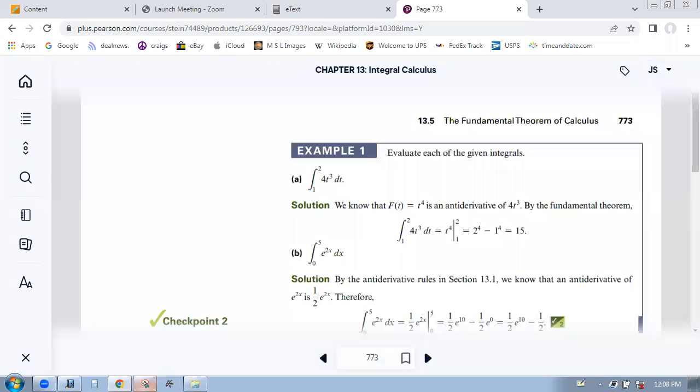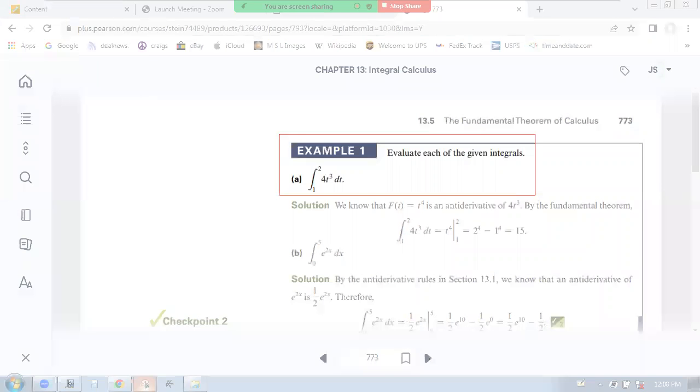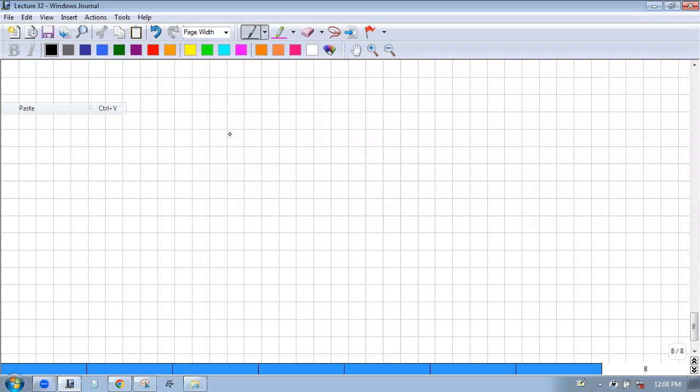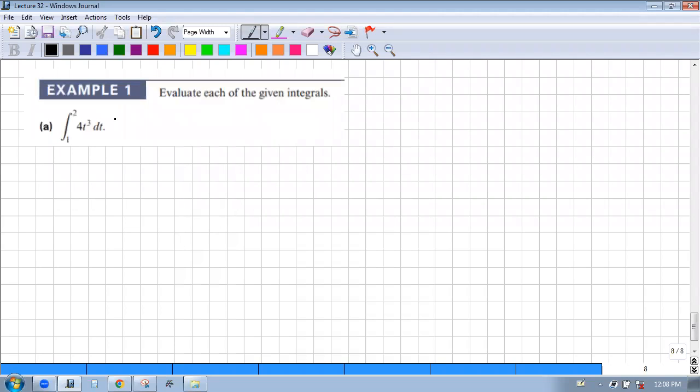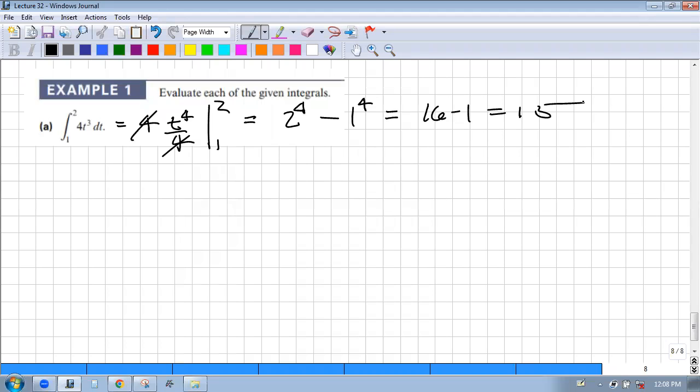Okay, let's see. So we evaluate the integral, right? We'll pull the 4 out. The integral of t cubed would be t to the 4th over 4. And we need to evaluate it from 1 to 2. So we plug in the 2, and we subtract, and we plug in the 1. This is what, 16 minus 1, so 15. That's how that notation is used, okay?